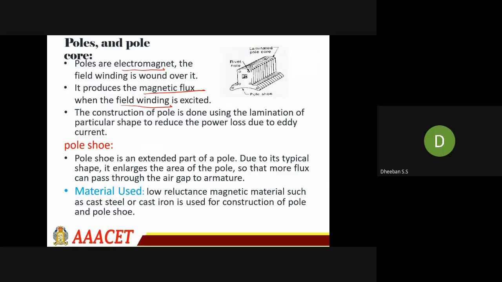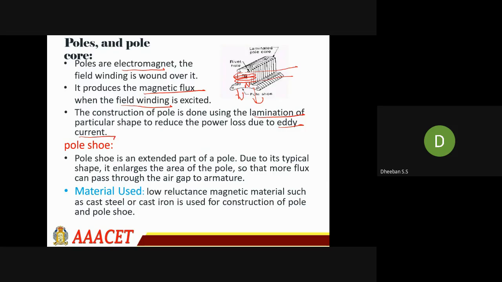So here the field winding produces a magnetic flux when it is excited. The field winding will be wound like this over here, and if you are exciting this pole, your magnetic field will start to be produced. So the north will be coming out. This is done using lamination of a particular shape in order to reduce the eddy current loss.